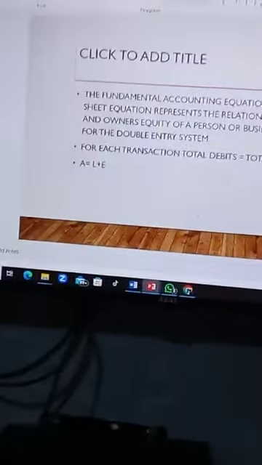Yes, so the fundamental accounting equation, also called the balance sheet equation, represents the relationship between assets, liabilities, and owner's equity of a person. So you see, it doesn't only show a company's worth. It also shows the worth of a person. So you, as an individual, before you can know your worth, you need to know what we call the statement of financial position or accounting equation, because that will tell us how much you are worth. Very, very important.